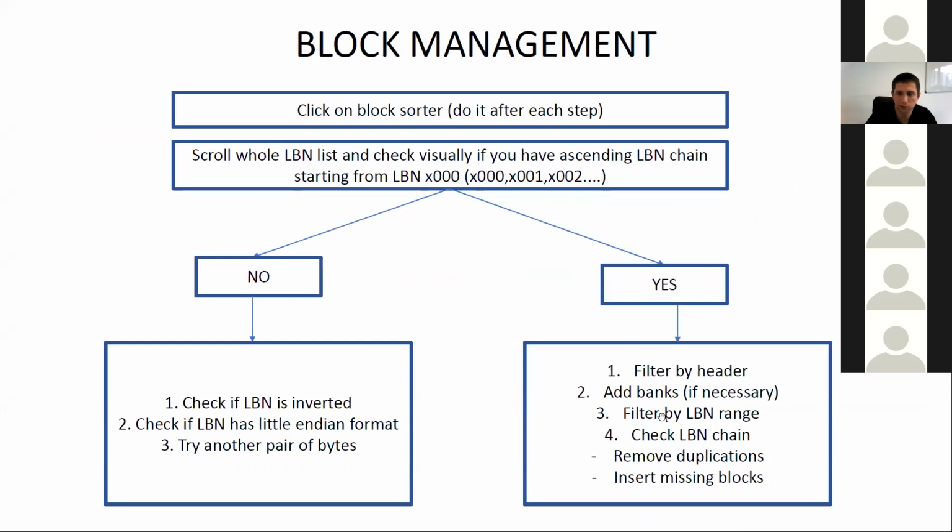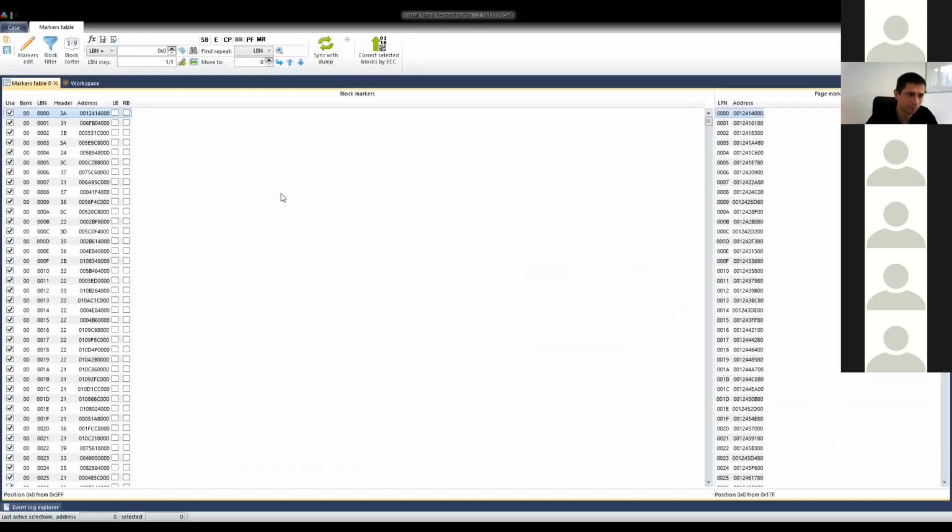Now I do this filter by LBN range thing. How will I do this? I just visually check until what number this LBN will grow. And we can see that it's growing. Yeah, and as usually, its LBN range is located within the range of until 3FF. You see, the last one, it's 3C6, and this one is out of range.